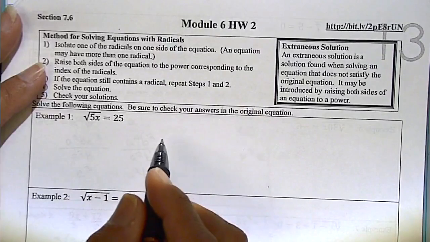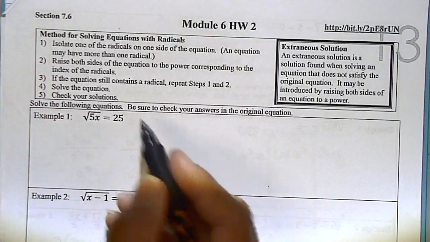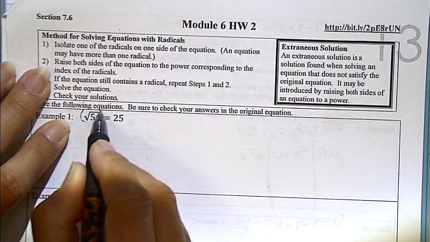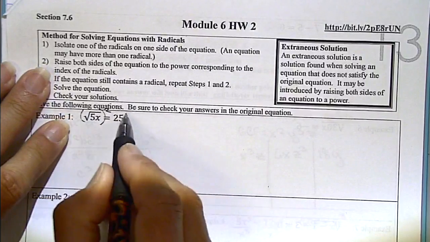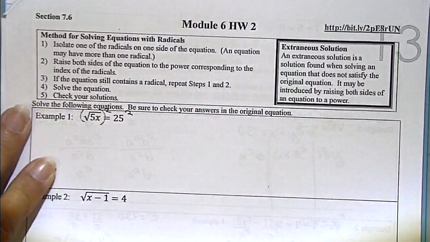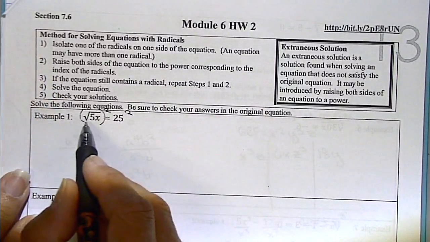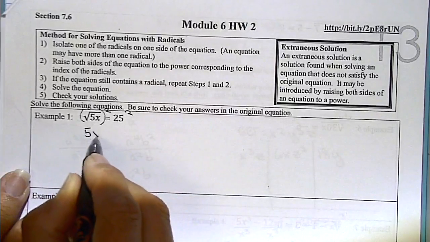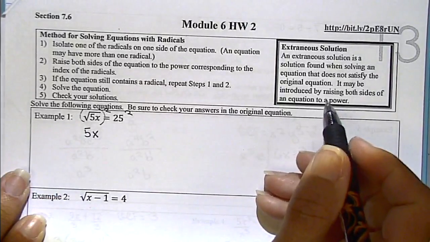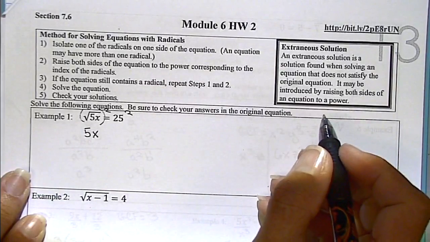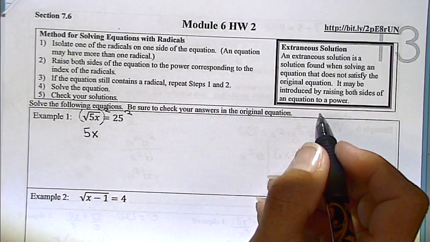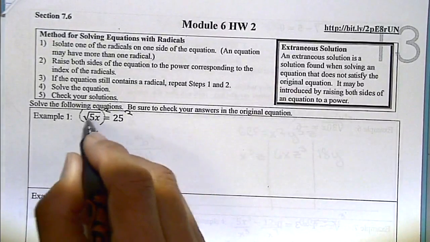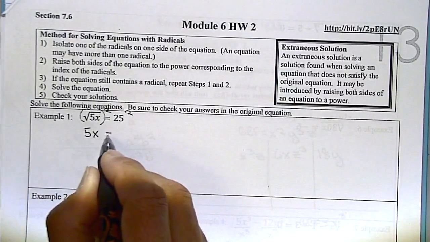So how would I actually get the answer to this? Well, to get rid of this radical, I'm going to square it, which means I have to square the other side too, right? So the square root of 5x times the square root of 5x gives me 5x. Everybody understands that concept, right? If I multiply two square roots by themselves, I get whatever is under the root. Okay, so next I'm going to say 25 squared.